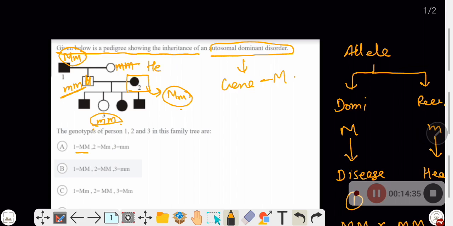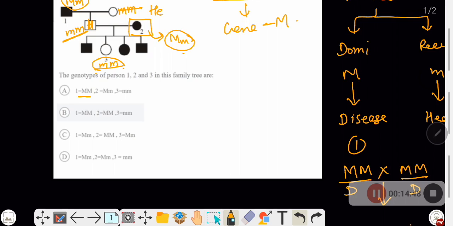So now we have solved this entire puzzle and came to the conclusion that we resolved the genotype for all 3 persons in this pedigree. So the correct option would be D, which matches our findings: the first person will be heterozygous, the second person will also be heterozygous, and the third person will be homozygous recessive. I hope this much explanation will make it very easy for you to comprehend using the very basic concepts of genetics. Okay, have a good day and happy learning.